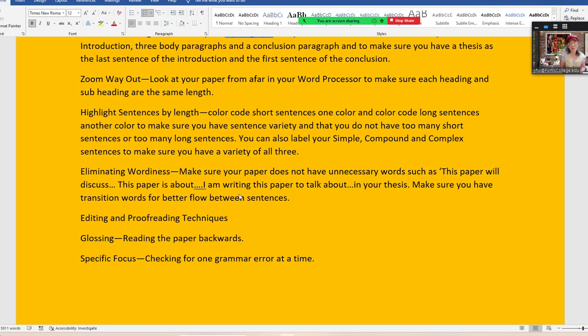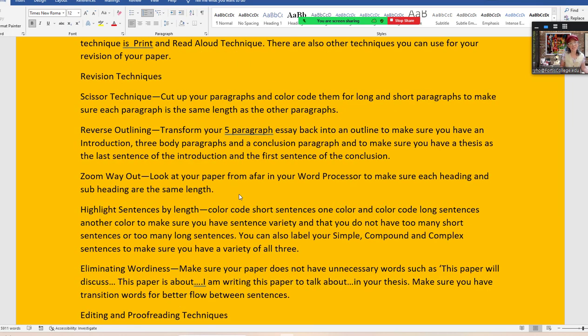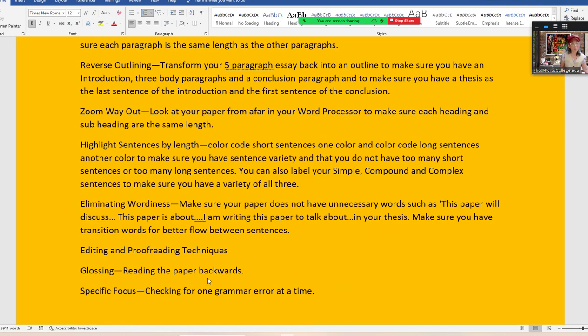And so in your week 6 forum, you could discuss, well, my editing and proofreading techniques, I like specific focus. And then from the revision techniques, I prefer the scissor technique. So choose one technique from revision of what you like to do, and choose one technique from editing. And that will complete your post, your first post for your week 6 forum.